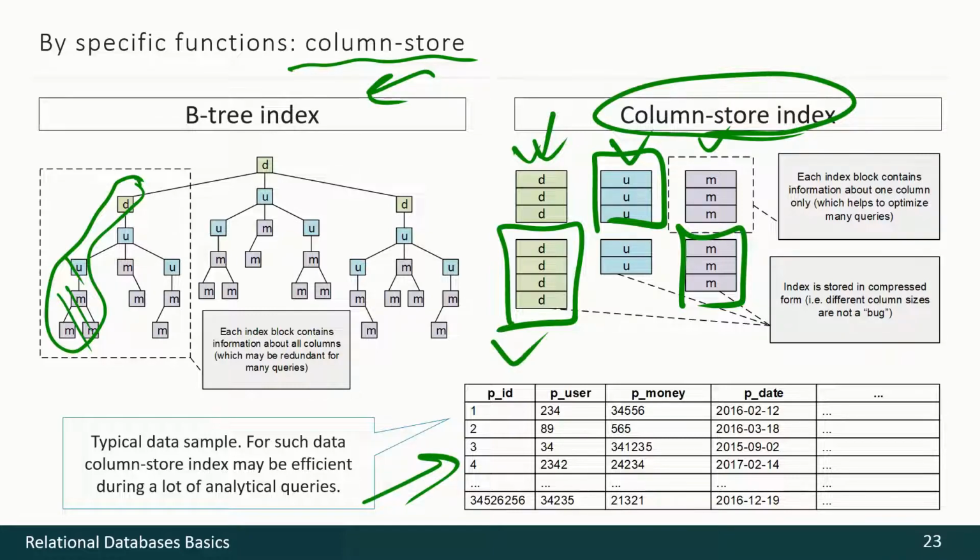For instance, we have some payments and we want to know something about money only. The minimum, the maximum, the average value, and so on. So using a column store index will help us in this situation perfectly.